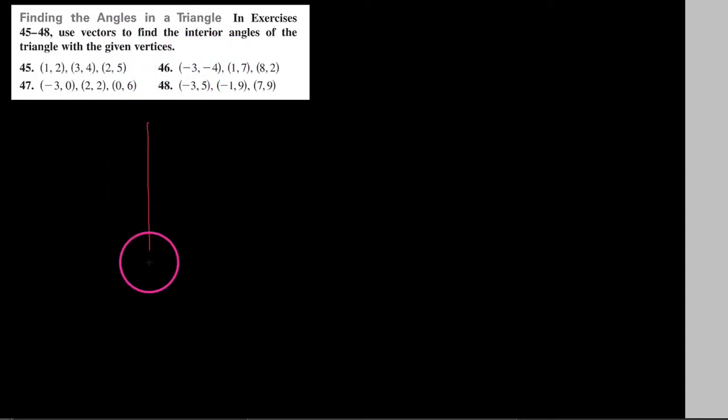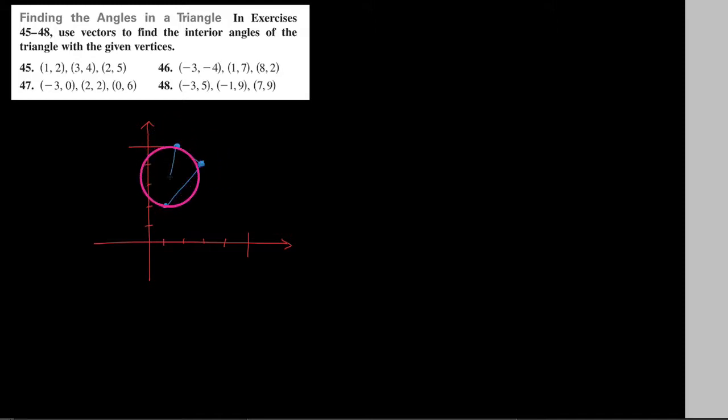Let's start by sketching what this situation is. I only did quadrant one, since I noticed these were all positive values. To the best of my ability, I want to represent what this looks like, just to get an idea of what would be true about the angles in the first place. We have 1 comma 2, we also have 3 comma 4, which is roughly right here, and 2 comma 5. I'm going to start by illustrating these.